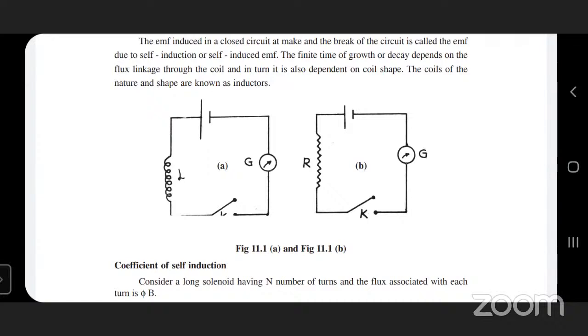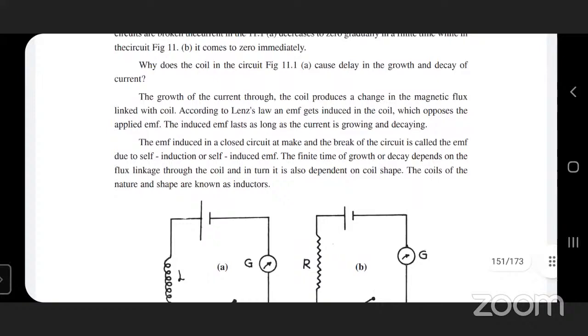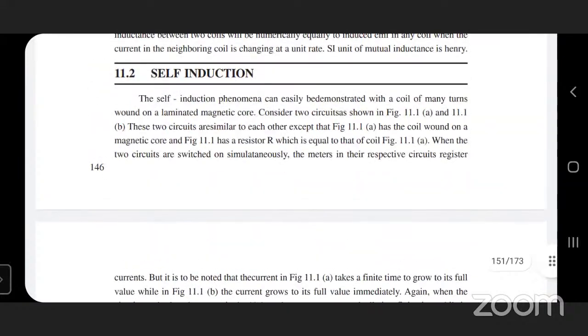What is a coil? A conducting wire in a circular shape which contains a large number of turns. Then you say that wire is nothing but a coil or an inductor. Is it clear now? Okay. So here you can observe the comparison between figure A and figure B.